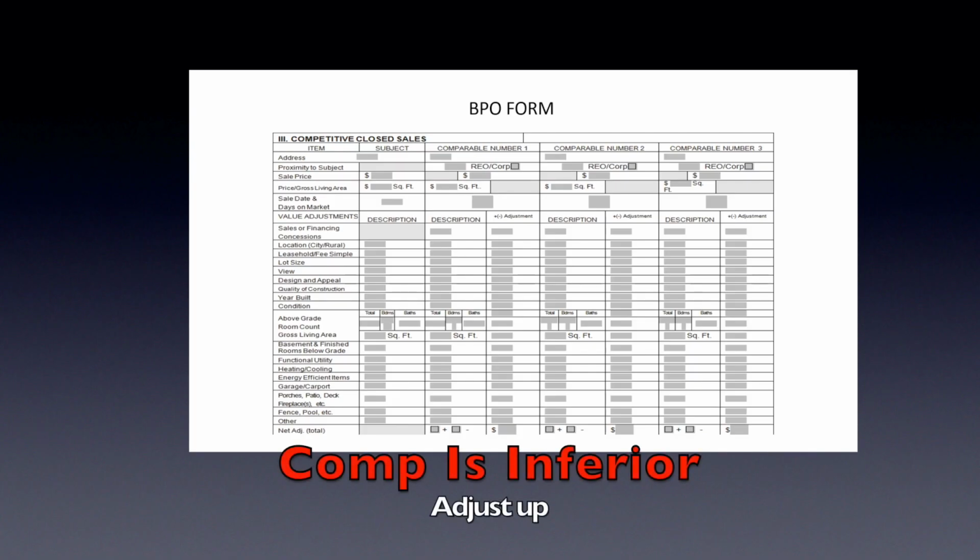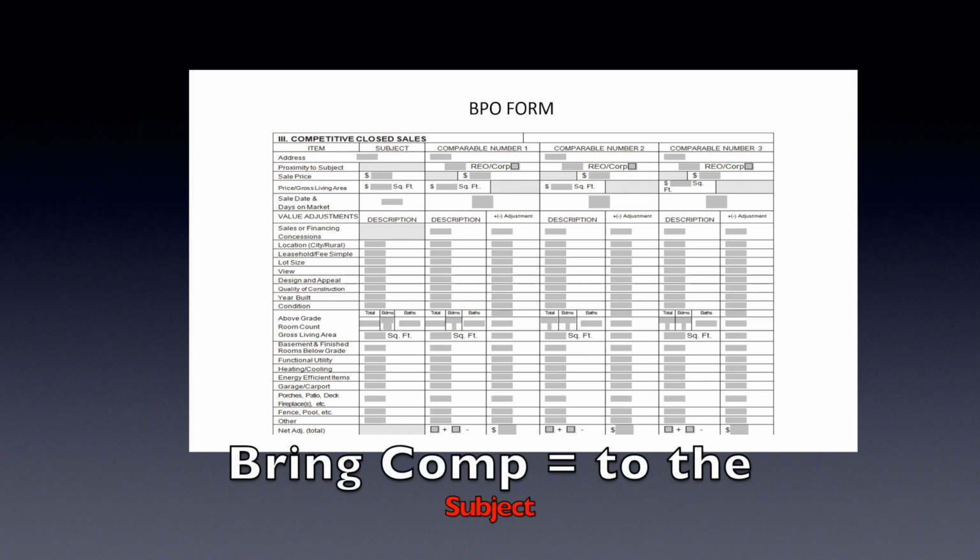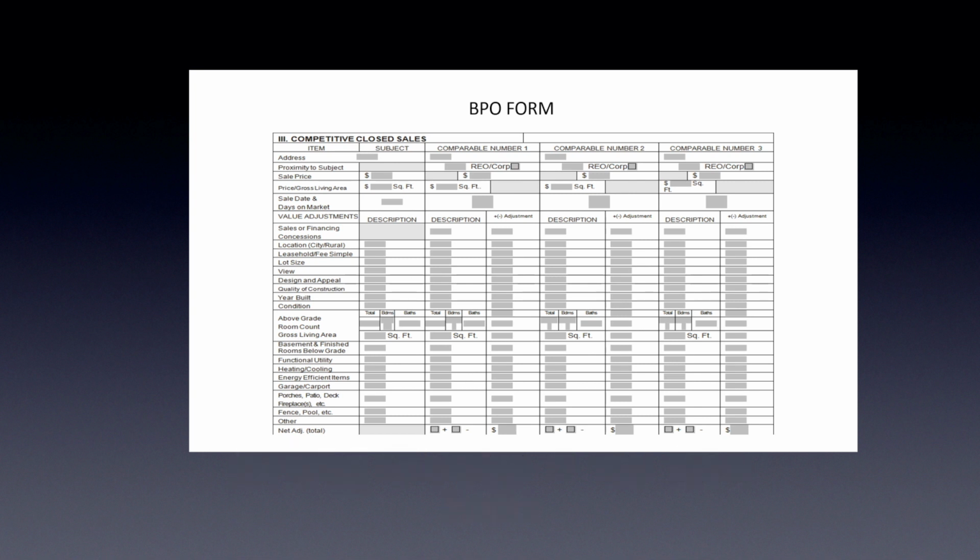So if the comp is inferior in whatever attribute, you want to adjust up. If it's superior in whatever attribute, you make the adjustment negative to bring it to the subject. I know that's simplistic, but no, that's perfect.